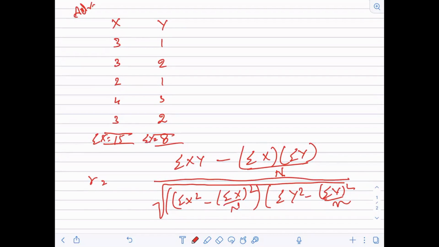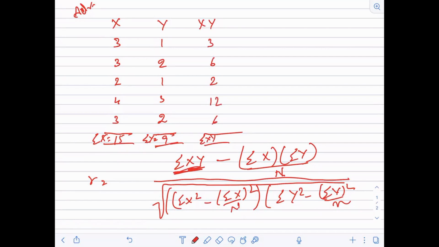Next, what do I need? I need sigma y. I think it's 9, not 8. Yes. Okay, and 2, 4, 3 is okay. And now we need xy. Why do we need xy? Because we need sigma xy. So sigma xy is 3, 6, 2, 12, 6.